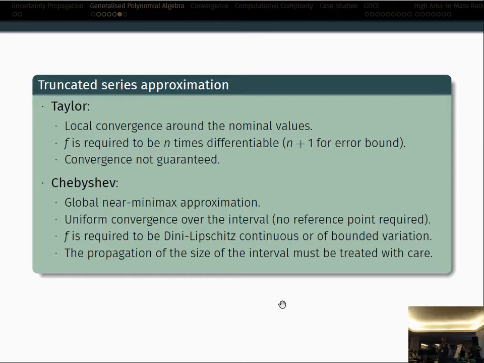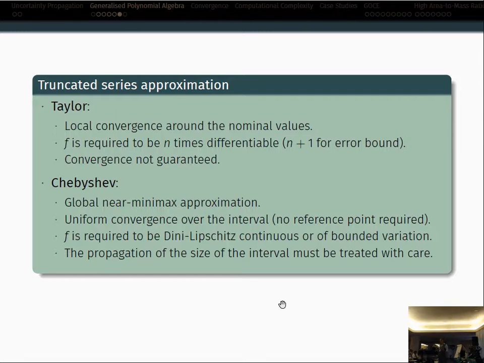If I use Chebyshev, the interesting property is that it is giving me a global representation and is always convergent, with this near minimax approximation. It doesn't have to be infinitely differentiable, but I only need to have a Dini-Lipschitz continuous function. I'm not trying to sell you the use of Chebyshev. I'm just trying to explain the reason why we wanted to have a different type of parametrization.